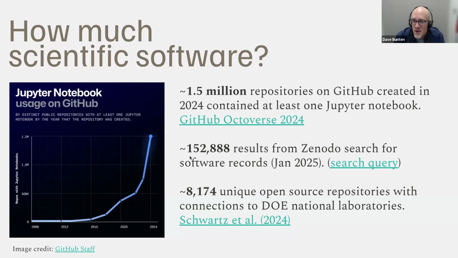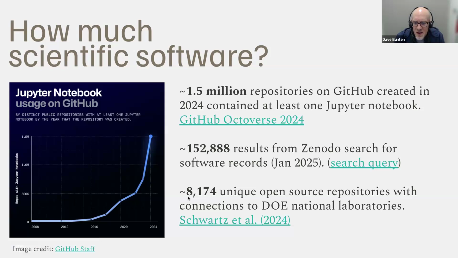When looking at Zenodo, I did a search the other day myself just for software records on Zenodo, and I came across 152,888 results, which is quite a bit of software. Maybe not quite so big as the number of 1.5 million, but still we can think of those things as a little bit more specific to the scientific software arena because they're coming from Zenodo and following the scholarly research paths there.